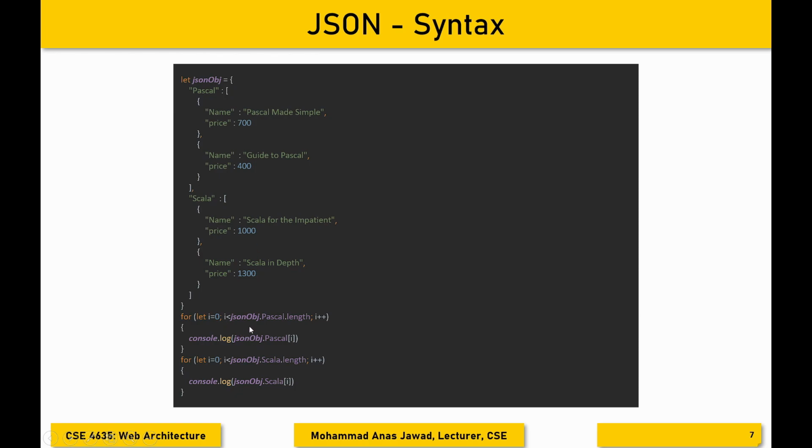The way we are accessing the first object, the Pascal object, is very simple. We simply wrote the JSON object dot pascal, and since this is an array, we can use the .length property of the array. So we are essentially traversing through the elements of this Pascal array and printing the information that is stored inside it. We did the same thing in the case of the Scala object as well. So that is how we can use JSON, and this is a very simple demonstration. You can obviously do more complicated things with JSON objects and JavaScript objects.